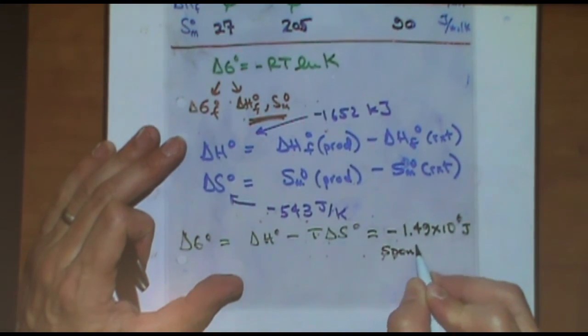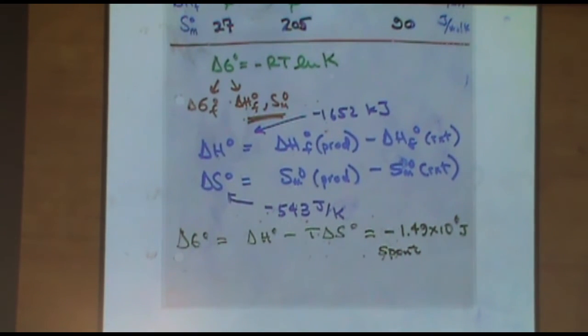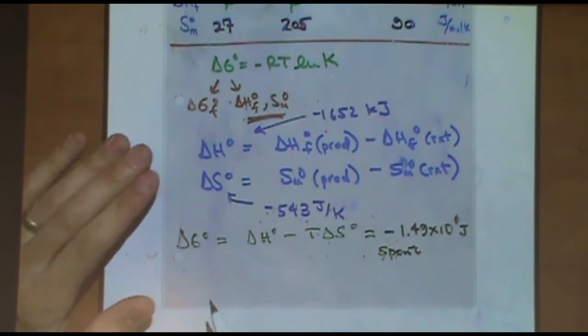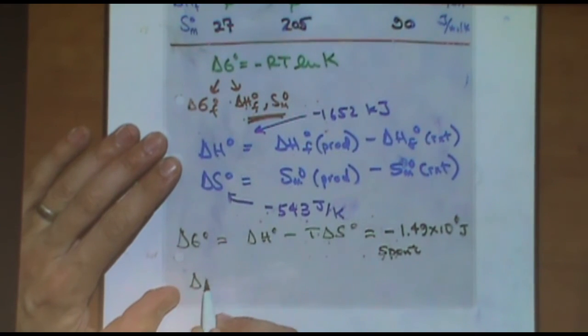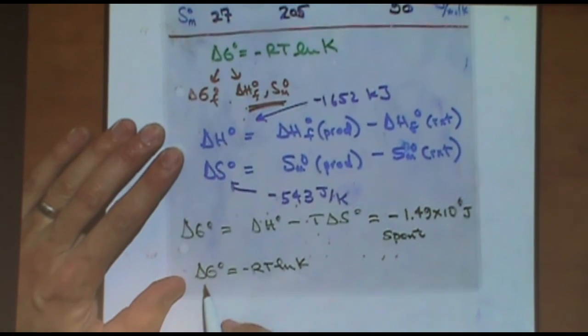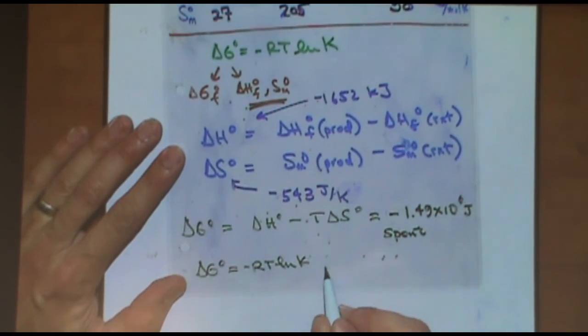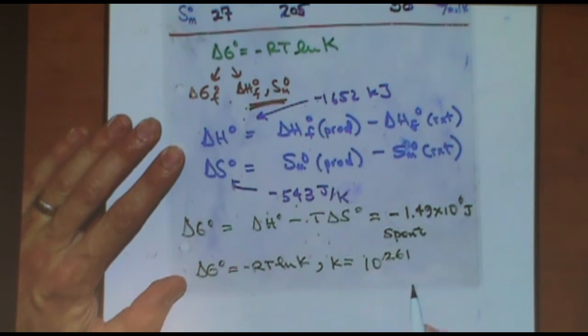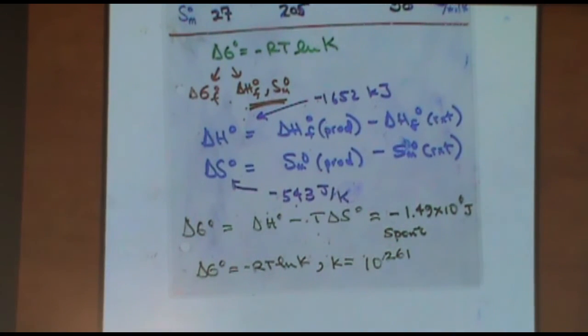Is this spontaneous? Yeah, that's spontaneous. So am I expecting a K larger or smaller than 1? Larger. If it's spontaneous, I'm expecting the K to be larger than 1 to make the products favored. Make sure you can manipulate this equation. Again, I'll let you have the fun of doing that. You're going to put in delta G here, RT, solve for K. For K, I got a very large number, 10 to the 261st power. So the right-hand side, or the products, is favored.